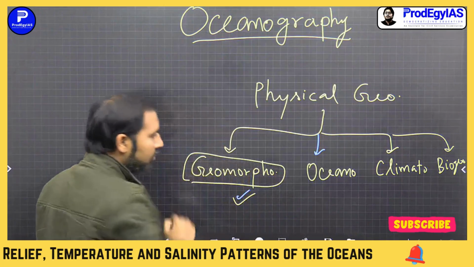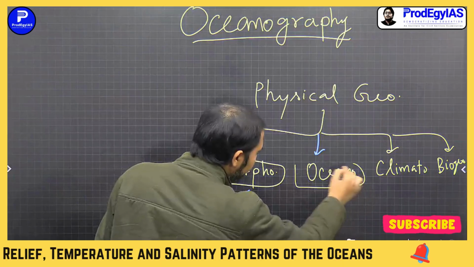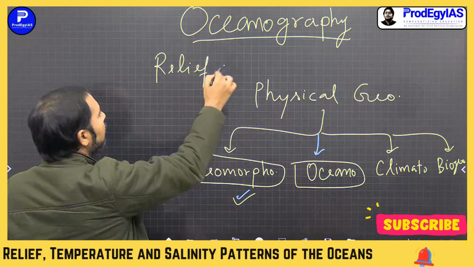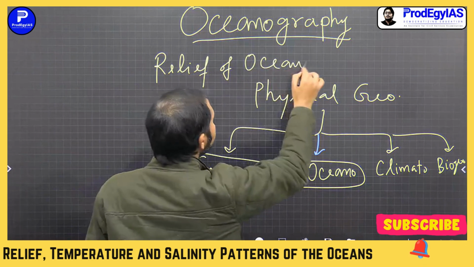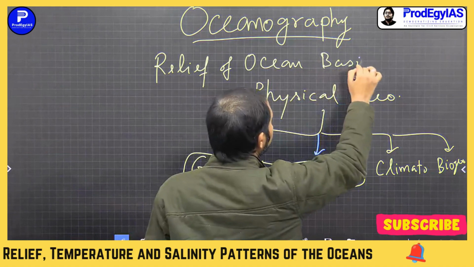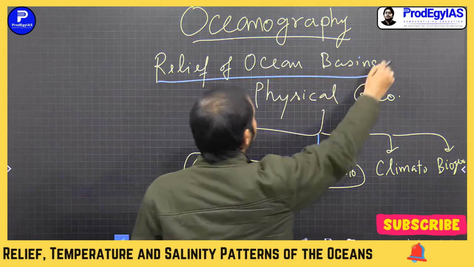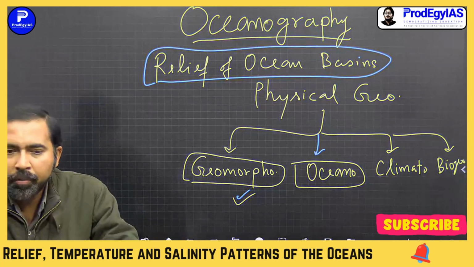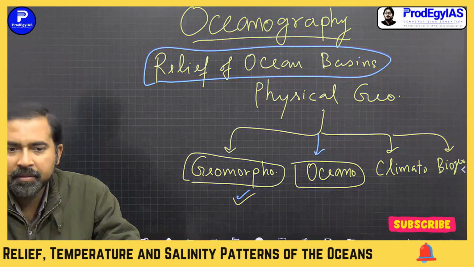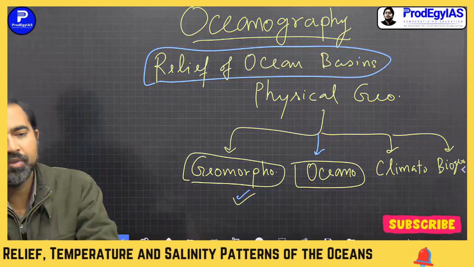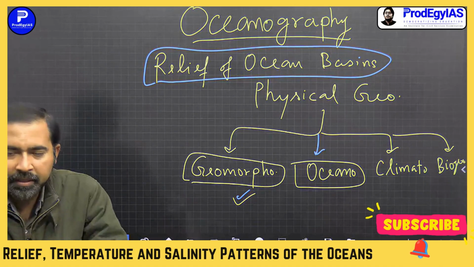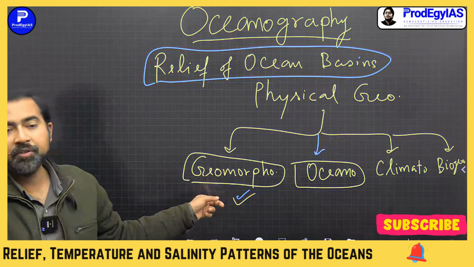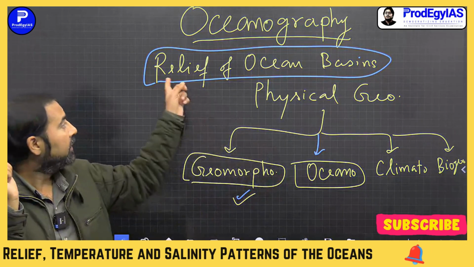So geomorphology also extends to this part regarding the relief of the ocean basins, right? Because you know that oceanic basins are also a part of the same crust. All the features, all the landforms of the oceanic basins, oceanic floor area, are also part of the same lithosphere. So with the same principles of geomorphology, we are going to understand these relief features.